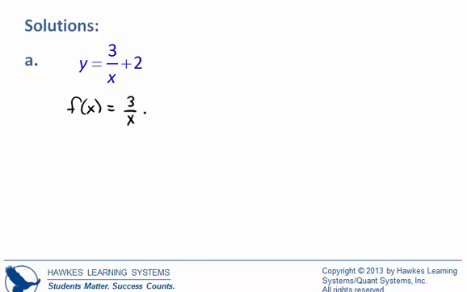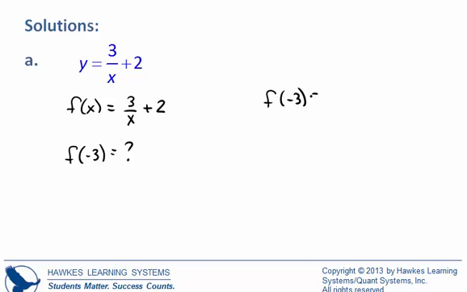So this function, f of x, is equal to 3 divided by x plus 2, is now solved and written using function notation. We're then asked to evaluate the function at negative 3. So we're asked to find f of negative 3. To find f of negative 3, we simply rewrite our function, and everywhere there's an x, we'll replace it with the negative 3.